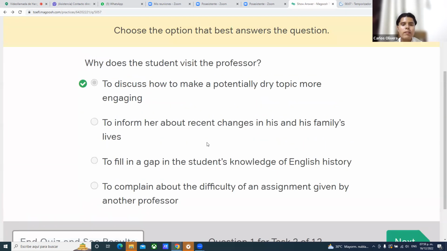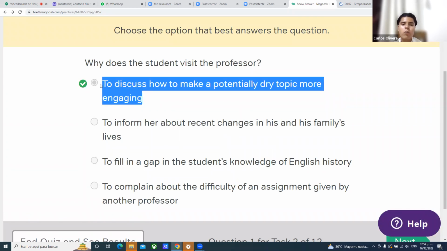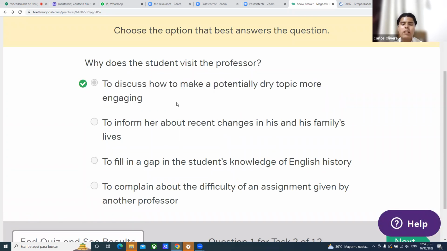Okay. Why does the student visit the professor? To discuss how to make a potentially dry topic more engaging. Yeah, you were right. This is exactly what he says, right? Well, professor, I need to listen to advice from you because I think my topic is a little bit boring. It's not that exciting. It's not that striking. Could you help me? Right.